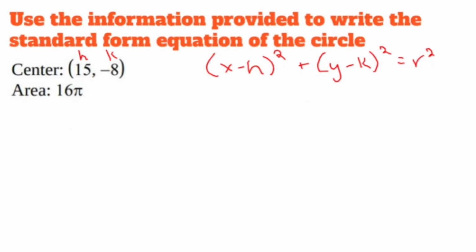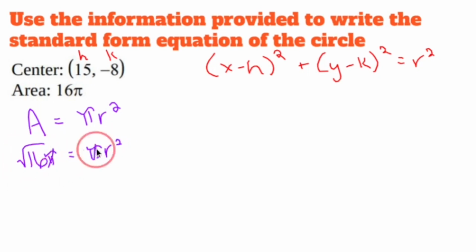But you know what I do know? That the area of a circle is pi r squared. So the area of my circle is 16 pi. So 16 pi is equal to pi r squared. And those pi's are useless because we can divide both sides by pi. If I take the square root of that, r is going to equal 4.